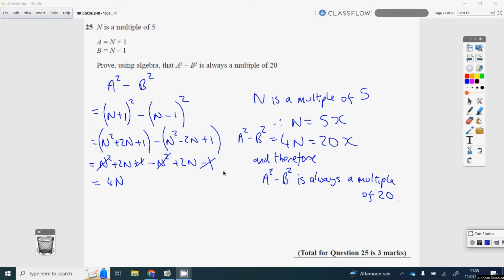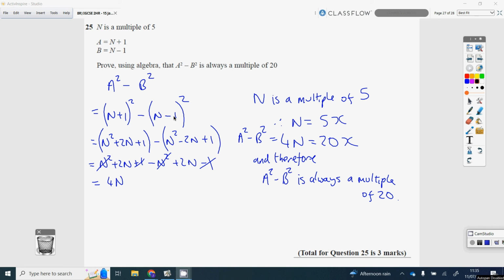Question 25. So let's start off by working out a squared minus b squared, with a being n plus 1 and b being n minus 1. So a squared minus b squared will be (n plus 1) all squared minus (n minus 1) all squared. Now (n plus 1) all squared is obviously (n plus 1) times (n plus 1), which is n squared plus 2n plus 1.